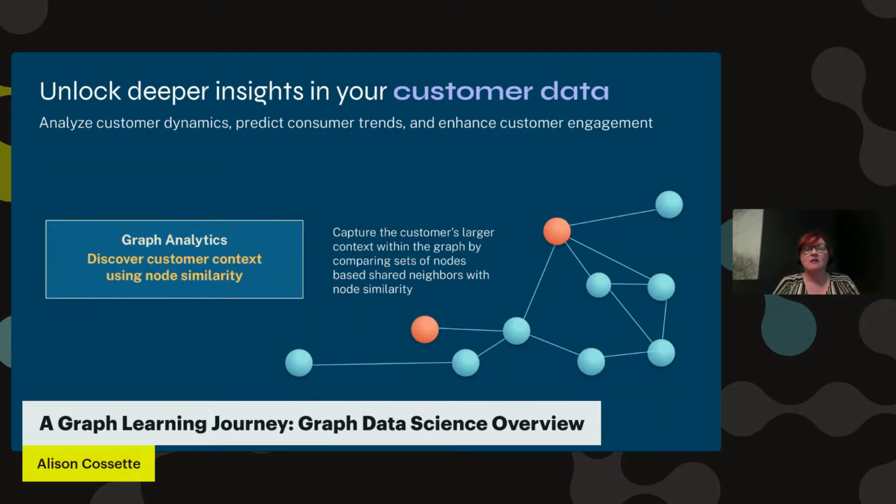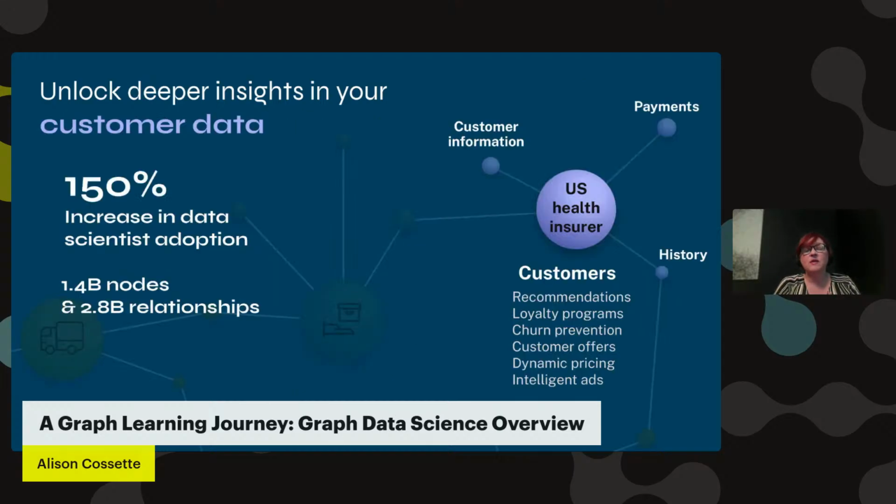So what does that look like? In this case, we see there's me and there's Ari, and we have this node in common. It allows us to find context based on this node similarity. And what does that look like in practice? Well, we have a customer, US Health, and they were able to increase their data science adoption 150%. It allowed them to get deeper insights into their customers.